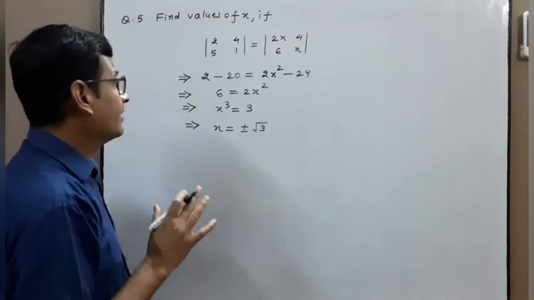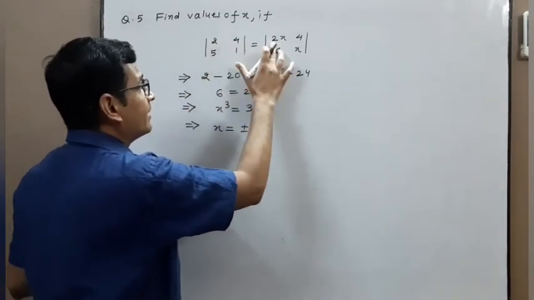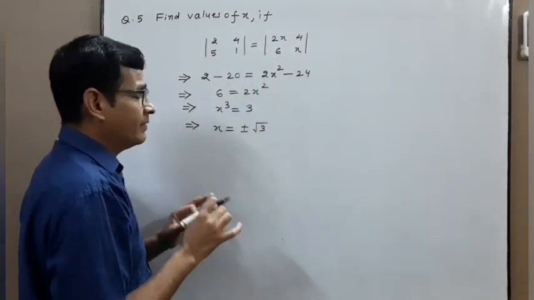Please take care during such types of questions. These two are determinants, so don't compare both sides. Writing 2 equal to 2x or x equal to 1 is the wrong method. Please take care.